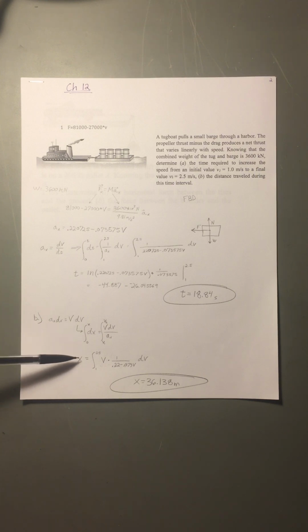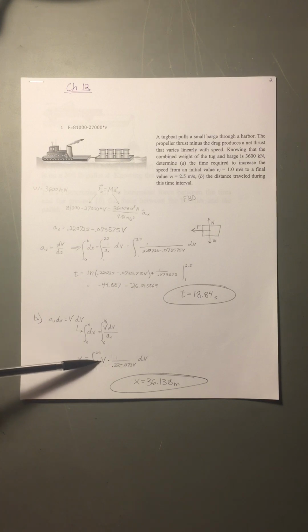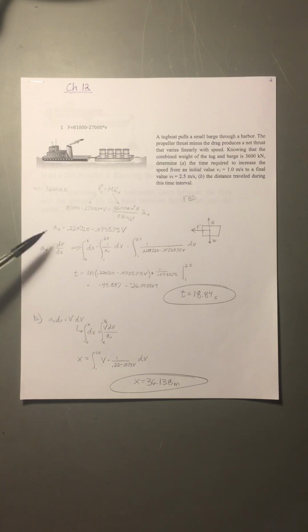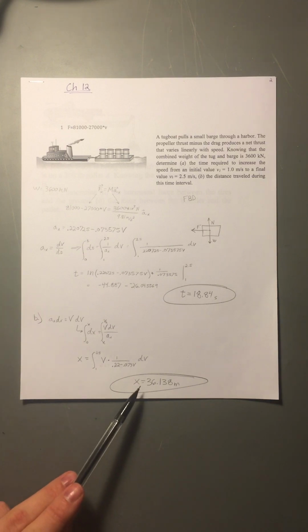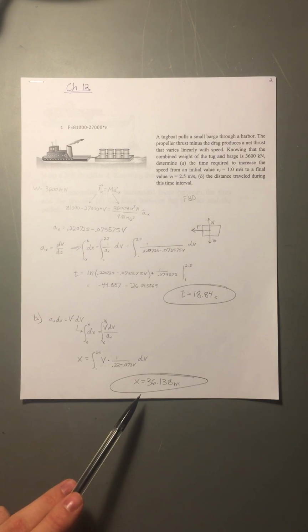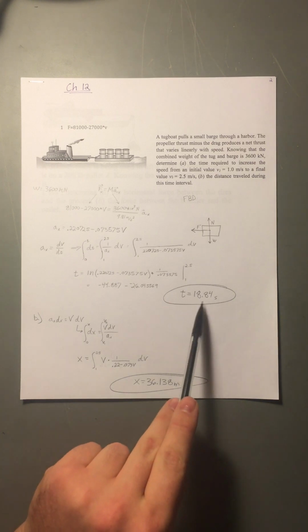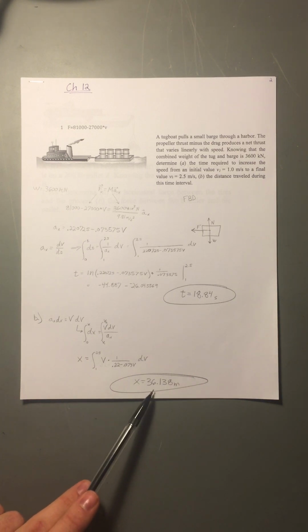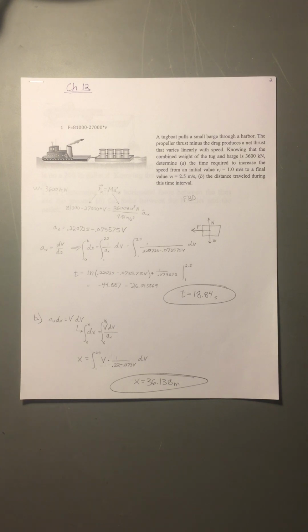And so integrating this side, similar to time up here, we get that our position equals the integral from 1 to 2.5 of v times 1 over acceleration, and we can just plug in the equation for acceleration that we found above. And so integrating that, we find that for part B, the distance traveled during that time interval up to this 18.84 seconds is 36.138 meters, and so that's the answer for part B.